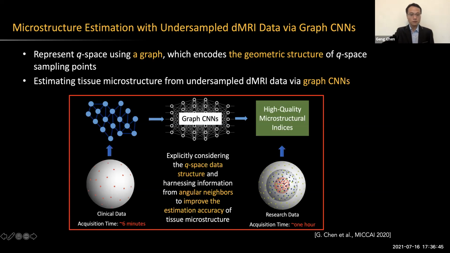So this is an illustration of the whole framework. For the clinical side, the acquisition time is sometimes limited to about 6 minutes, and for the research side, it is okay to acquire diffusion MRI data with about 1 hour. So we represent the clinical data using a graph, and we reconstruct the corresponding high-quality microstructure index from the research data. And we use graph convolutional neural networks to learn the mapping function between the graph structure data and the corresponding microstructure index. So this framework considers the Q-space data structure and harnesses information from angular neighbors to improve the estimation accuracy of tissue microstructure.